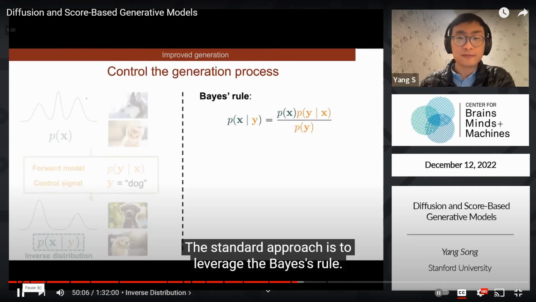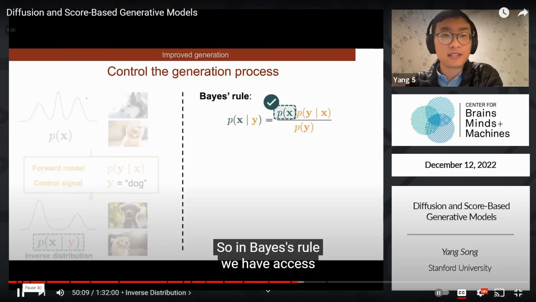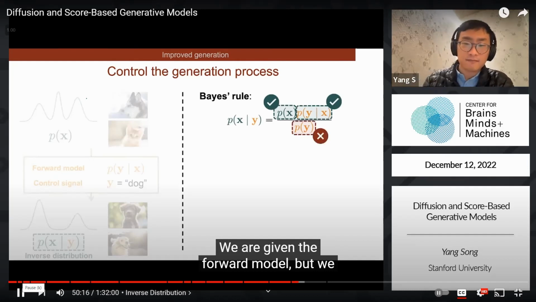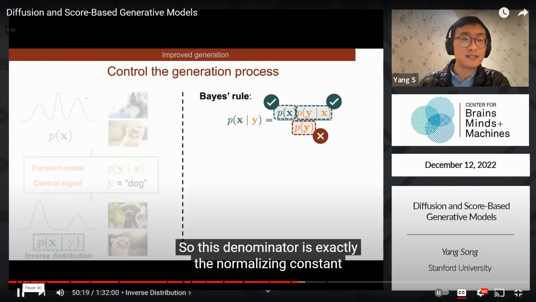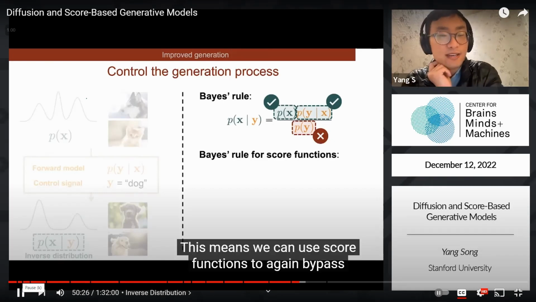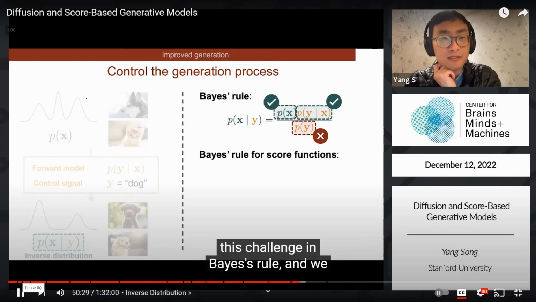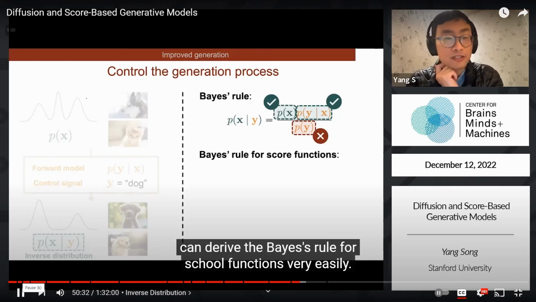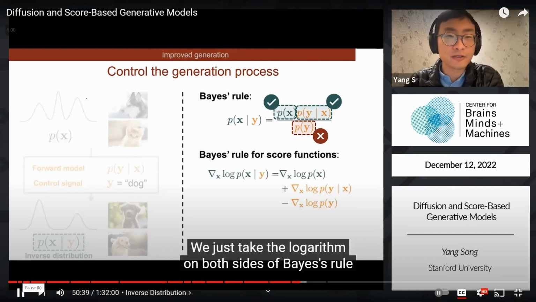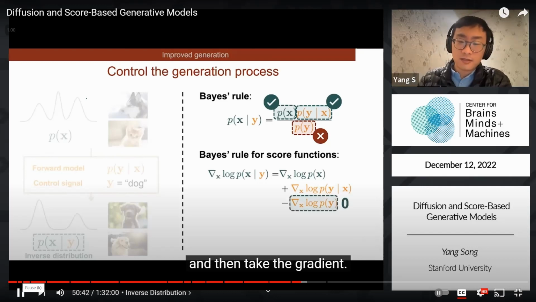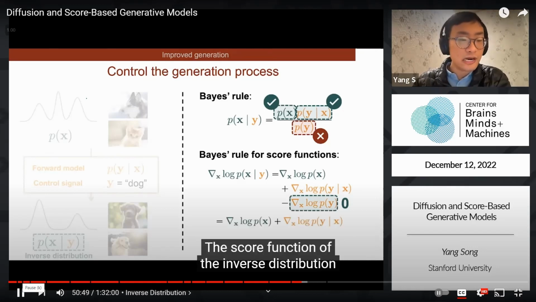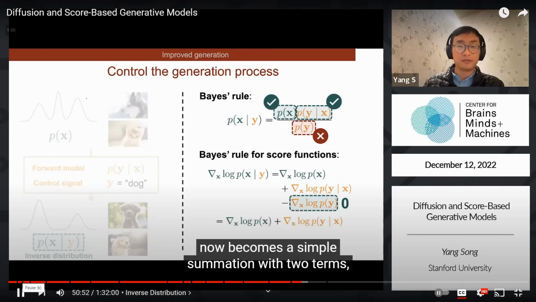The standard approach is to leverage the Bayes rule. So in Bayes rule, we have access to the unconditional distribution Px. We are given the forward model, but we don't know the denominator. So this denominator is exactly the normalizing constant of the inverse distribution. This means we can use score functions to again bypass this challenge in Bayes rule. And we can derive the Bayes rule for score functions very easily. So the derivation is very simple. We just take the logarithm on both sides of Bayes rule and then take the gradient. Again, we can find that the only term that depends on the denominator goes away. The score function of the inverse distribution now becomes a simple summation with 2 terms.